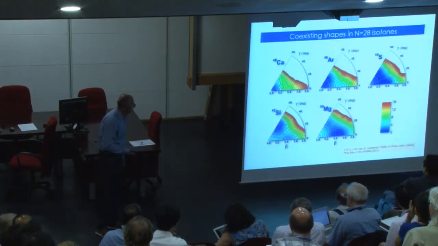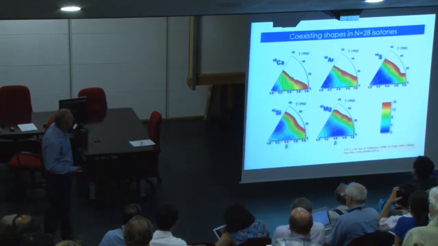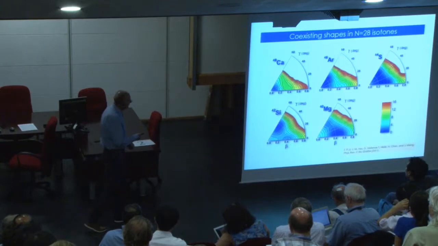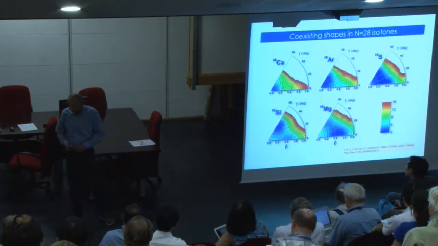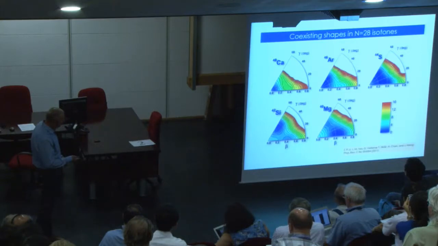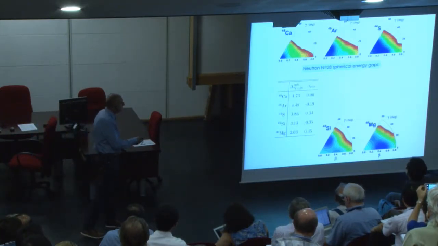And my first example is shape coexistence and transitions in the N = 28 isotones. Now, in stable nuclei, the N = 28 isotones should be spherical because this is a neutron magic number. But this is no longer the case in neutron-rich nuclei. And the first indication of the onset of deformation is the neutron gap at the spherical configuration.